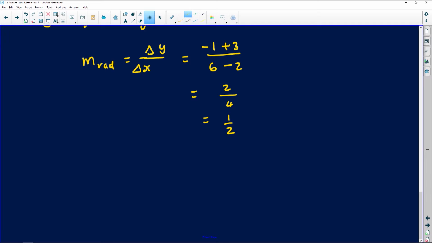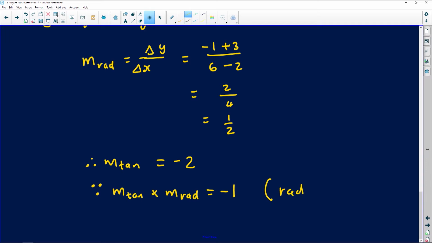Now, if this is the gradient of the radius, then we can conclude that the gradient of the tangent will be negative 2. Why? Because the gradient of the tangent multiplied by the gradient of the radius must give us negative 1, since the radius is perpendicular to the tangent. This is our knowledge from Euclidean geometry. You need to always indicate your reasons for these kinds of arguments. So if one comes out as 1 over 2, the other one will have to be negative 2, so that when you multiply them, you end up with a product of negative 1, because those two lines are perpendicular to each other.